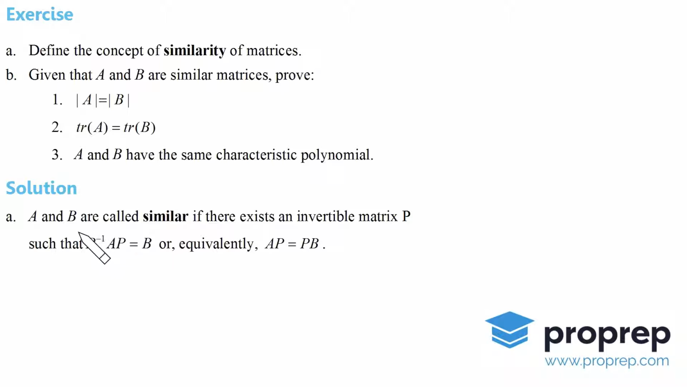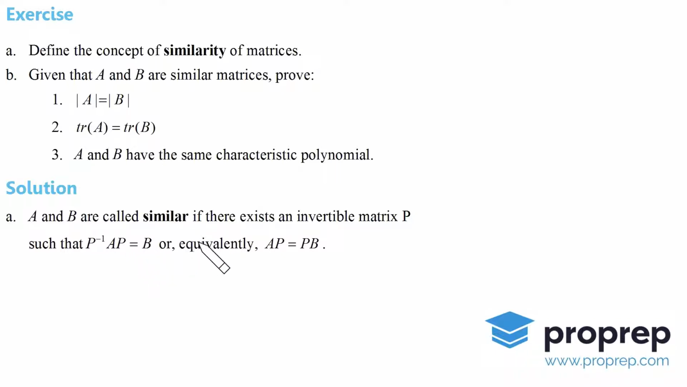Okay, as for the definition, A and B are similar matrices. I should say that they're both square matrices of the same size. If there exists an invertible matrix P such that this holds, P inverse times A times P is B.